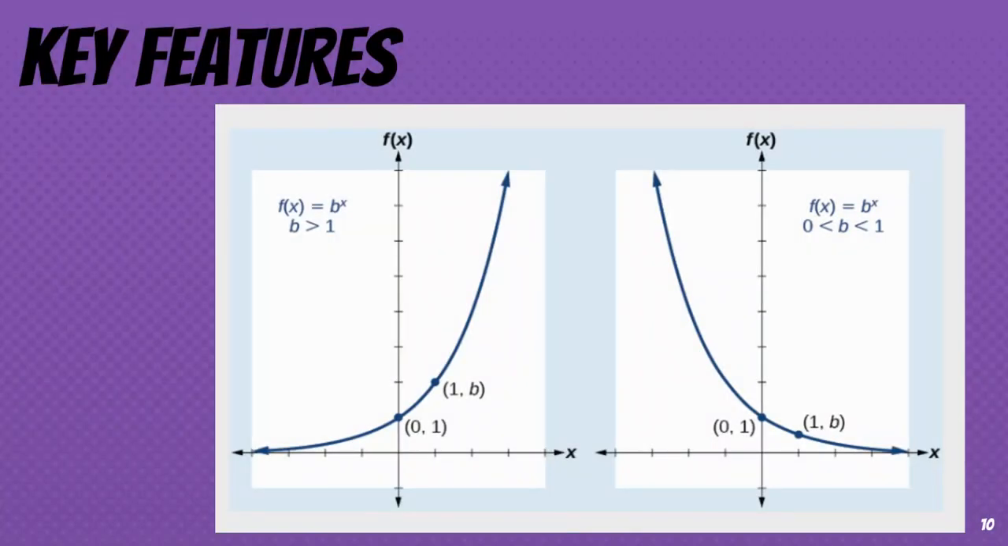Some key features of the graph that I want to point out to you is that a parent graph of an exponential function will always go through 0, 1, okay? Whether it's growth or decay. And that is because anything to the 0 power is always going to equal 1. And then we will also always have the point at 1, and whatever the base is will be another point on the graph, okay? When we start transforming graphs, we're going to look at some of that, and so we need to know how it moves up and down.